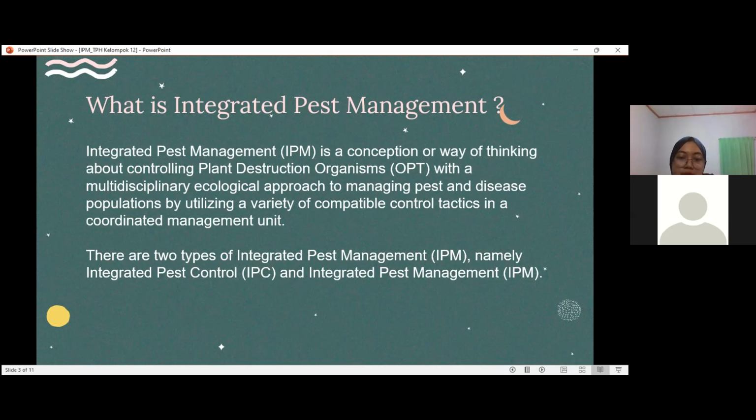IPM is a long-term activity aimed at preventing plant damage caused by pests, whose management is more focused on keeping pest populations low. Well, IPC is a short-term activity that focuses more on killing pests. In Indonesia, it's better known as integrated pest management.